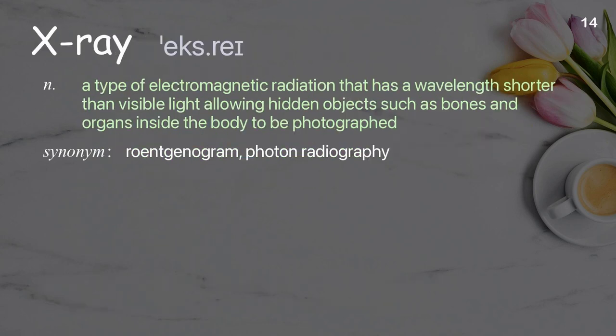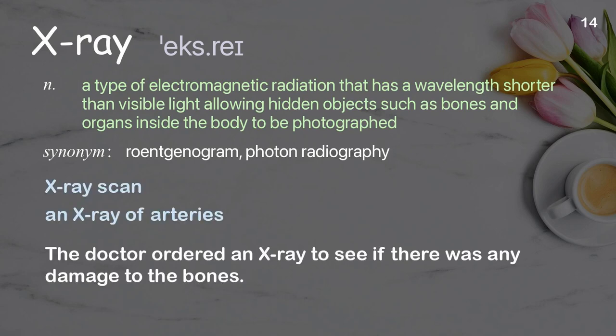X-ray. A type of electromagnetic radiation that has a wavelength shorter than visible light, allowing hidden objects such as bones and organs inside the body to be photographed. Examples. X-ray scan. An X-ray of arteries. The doctor ordered an X-ray to see if there was any damage to the bones.